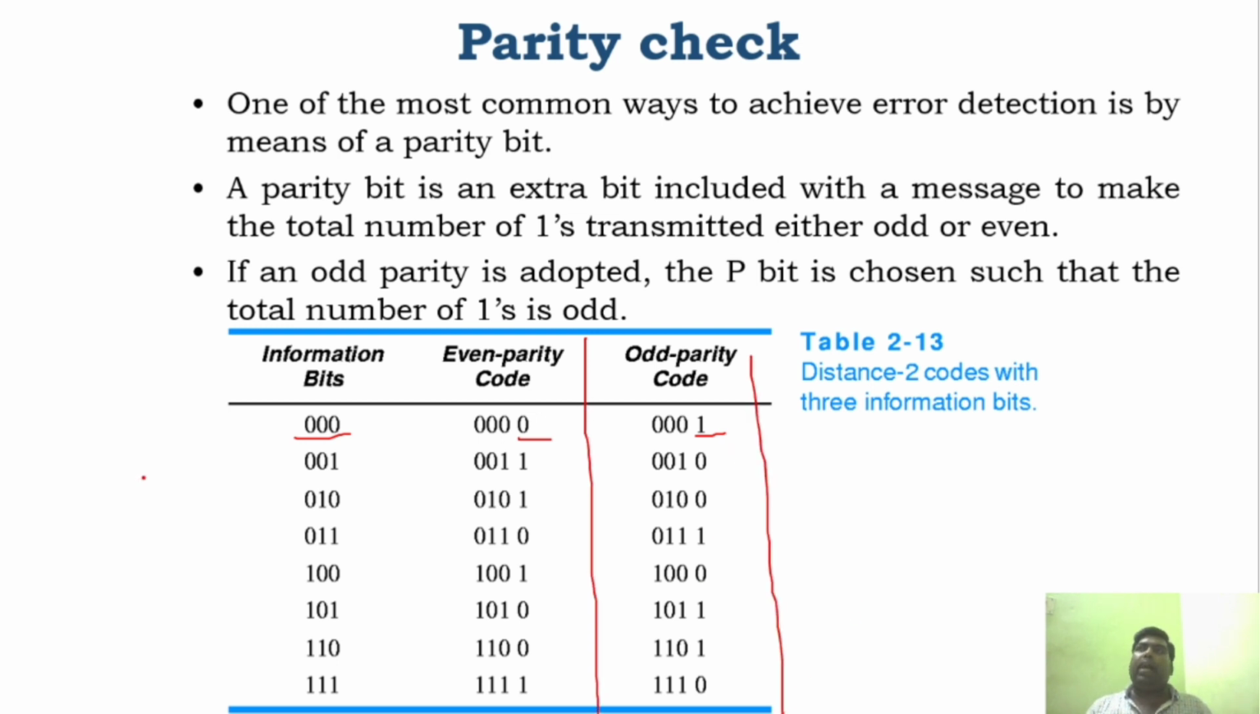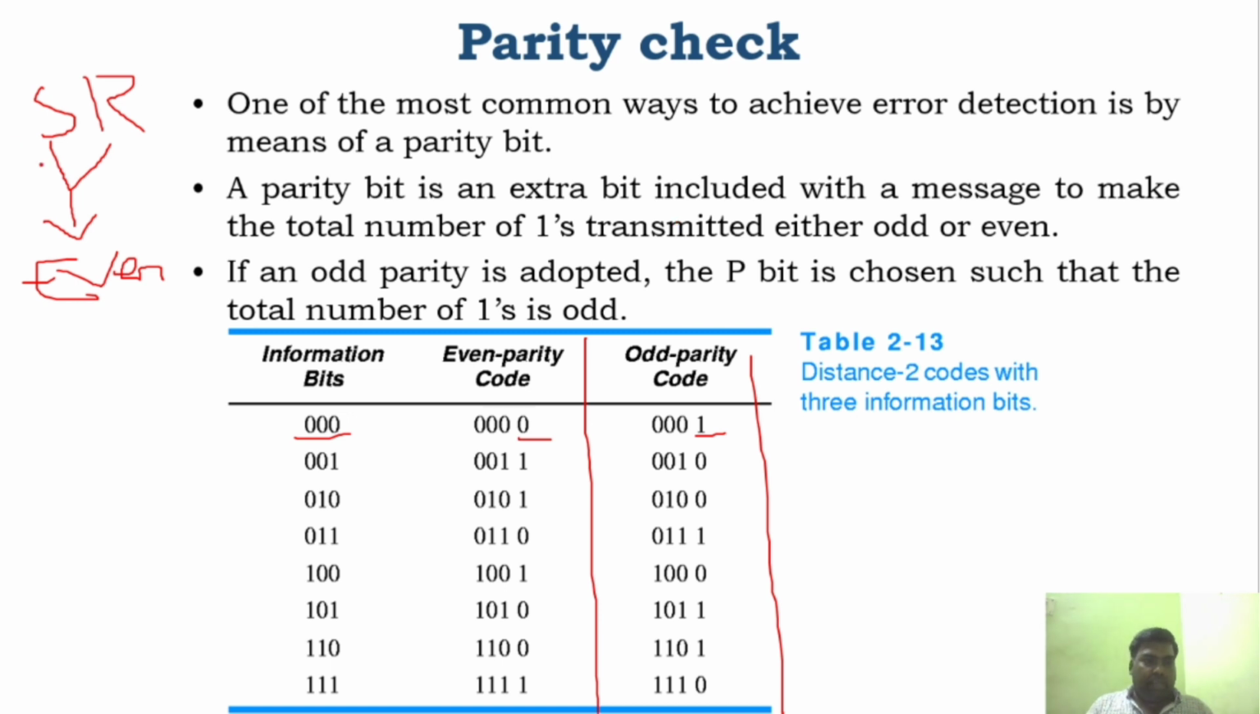Say for example, the sender and the receiver have an agreement that they will follow even parity code. First you have to understand what is even parity code and what is odd parity code in any particular message. If the number of ones is even, then it is even parity. If the number of ones is odd, then it is odd parity. If the sender uses even parity, then they have to convert the original message to even parity and send it.